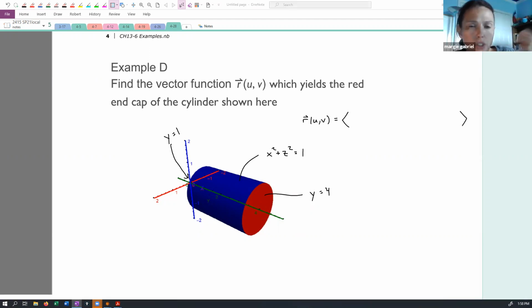So this problem is very similar to the first one. Go ahead, Margie. So you're basically fixing your Y. Is it green, the Y? Yeah, the Y. So you're fixing your Y at 4. The Y at 4, yeah. Okay, I'll do that.